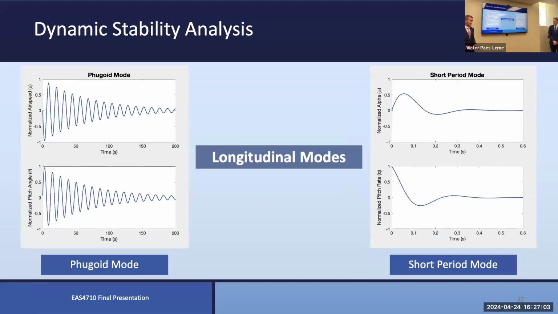Moving on to our dynamic stability analysis, we plotted the state space variables for each of the longitudinal modes, specifically the dominant ones in the phugoid mode and the dominant ones in the short period mode. In the phugoid mode, our two dominant states are airspeed and pitch angle, while in short period, the two dominating states are angle of attack and pitch rate. As expected, the phugoid mode is characterized by a long time to damping, a long response, and low damping, while the short period mode is characterized by high damping and a short response.